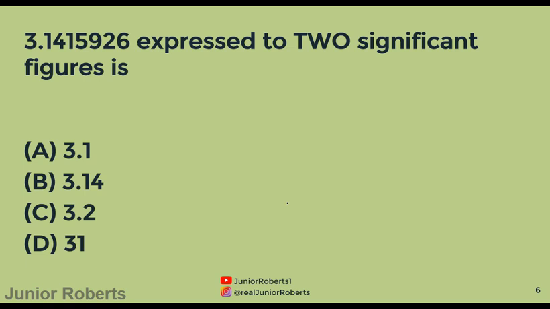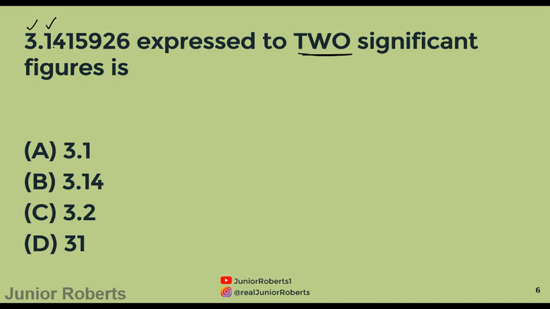Now this question here says, 3.1415926 expressed to two significant figures is. Now, when we express numbers in terms of significant figures, we first of all need to pay attention to all the rules of significance. The first rule of significance says that all non-zero digits are significant. So it means then that all these digits here would be significant, but the question wants us to write it as two significant figures. So we're going to start with the leftmost value. So this will be our first significant figure, and this will be our second significant figure.